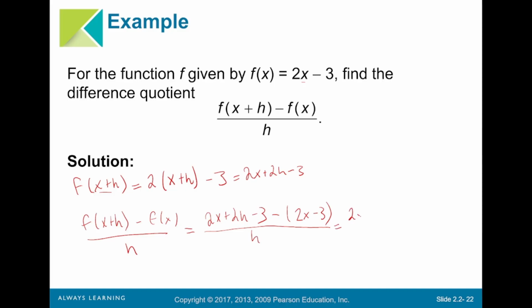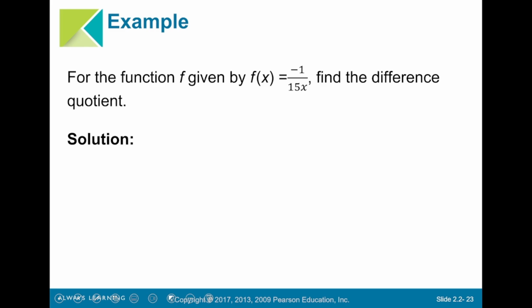Now let's simplify a little bit. We got 2x plus 2h minus 3 minus 2x plus 3 all over h. I distributed my negative on that last step. Well, now if we combine like terms, notice I have a plus 2x and a minus 2x, so those two go away. I have a minus 3 and I have a plus 3, so those two go away. So what I'm left with is 2h over h, which is just 2. And that's it. We've simplified this difference quotient.